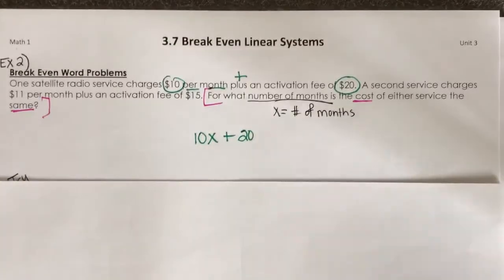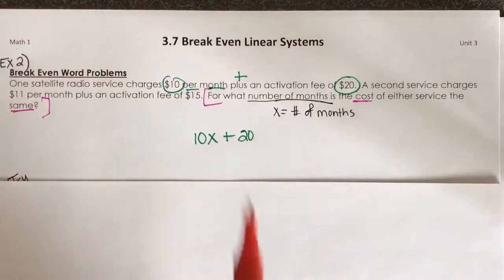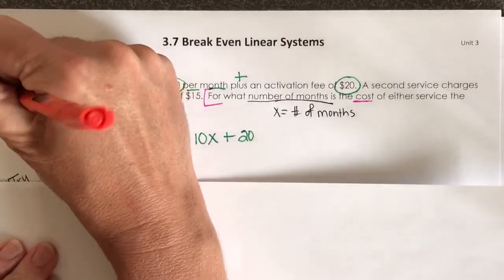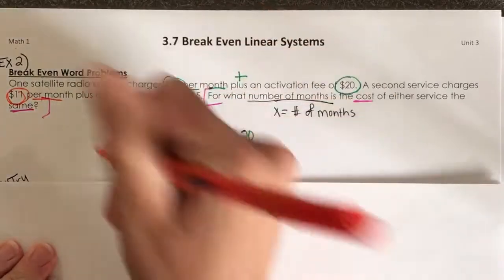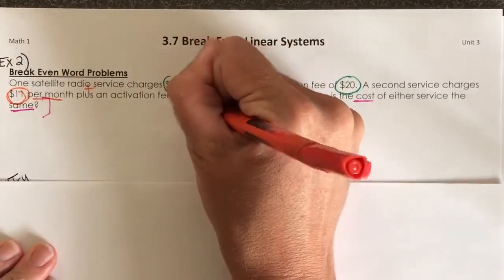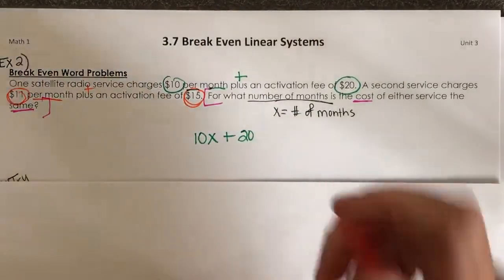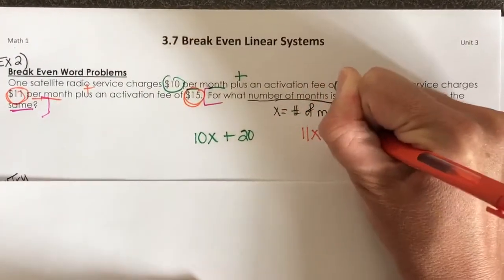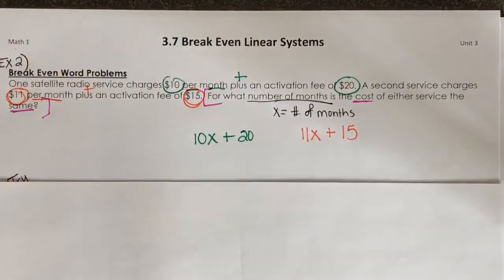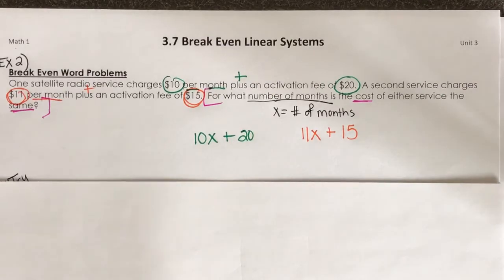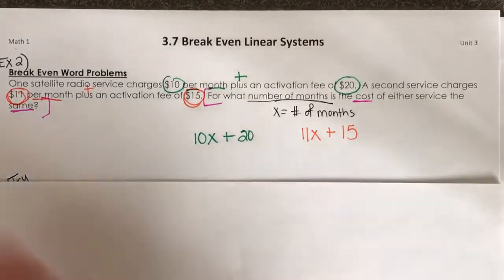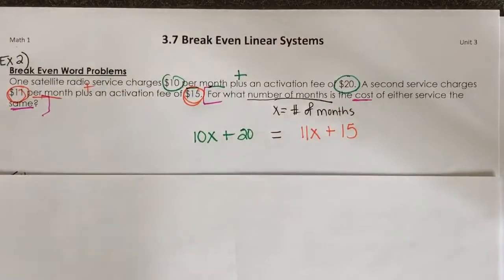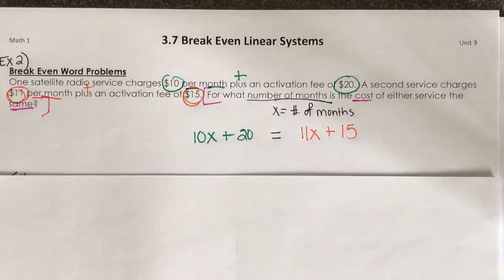But then you've got the other satellite service, which charges $11 per month plus an activation fee of $15. So $11 a month plus your $15 activation fee. So when is it that these two are going to cost the same? So you set them equal to each other. Now we have an equation where we can solve for x.